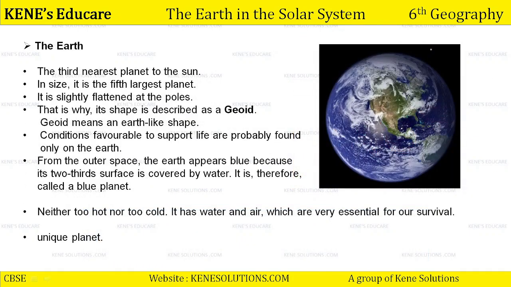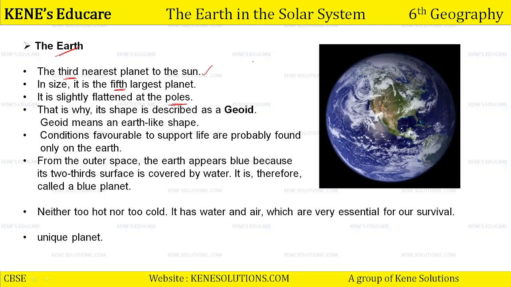Coming on to the planet we live on, the Earth, which is third in distance from the sun. It comes third in the order of distance from the sun, the third nearest planet to the sun. In size, it is the fifth largest planet. If we talk about sizes of the planets, the Earth comes fifth. But in order of distance to the sun, it comes third. It is slightly flattened at the poles.